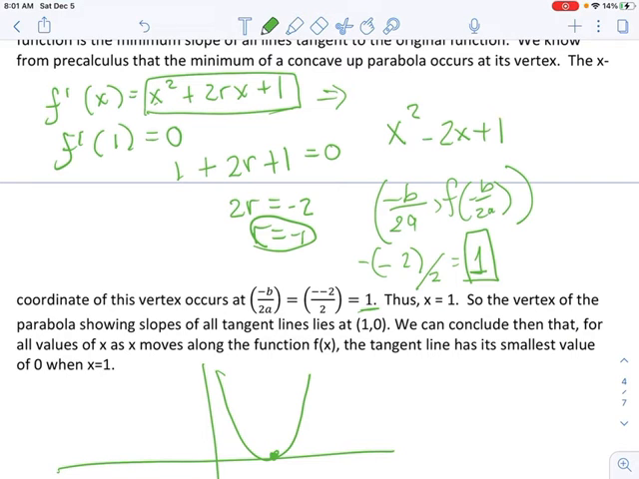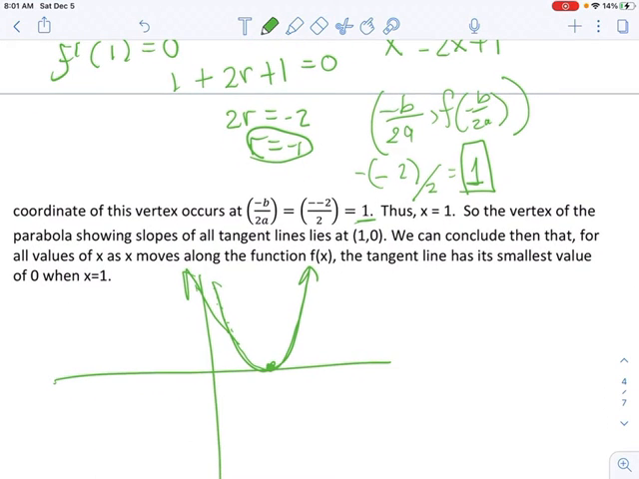So what does this tell us? The derivative is positive for every value of x, right? And so the derivative has a minimum; the lowest value is 0. So from all that, we can conclude that for all the values of x moving along here, the tangent line has its smallest slope when x is equal to 1, right? When x is equal to 1.